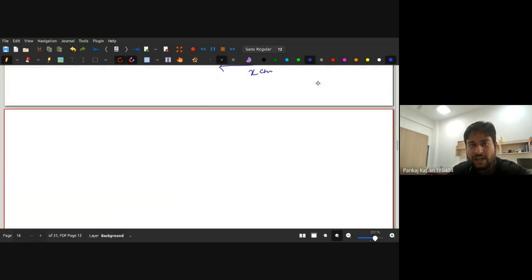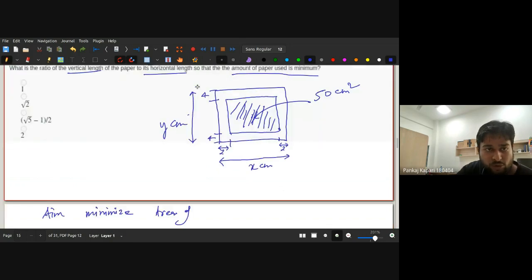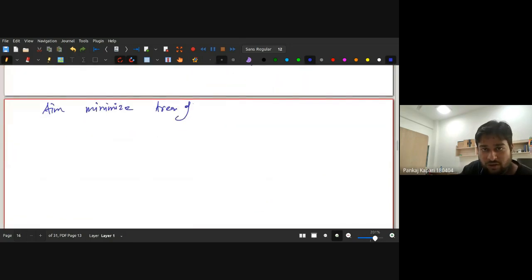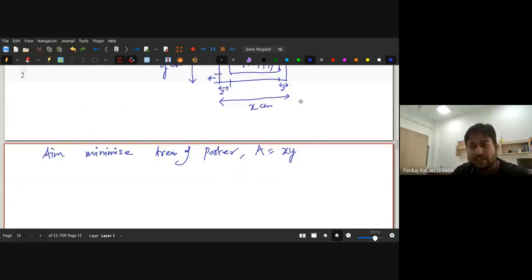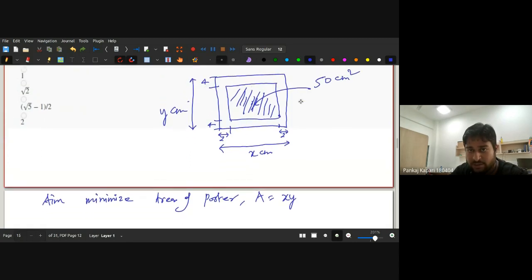So what is the area? Area is x times y. So what is our aim? The aim is to minimize the area of cardboard or whatever poster. Let's call the area of the poster A. So we have to minimize this A. And what is this A? This is x times y, because that is the area, the length times height.